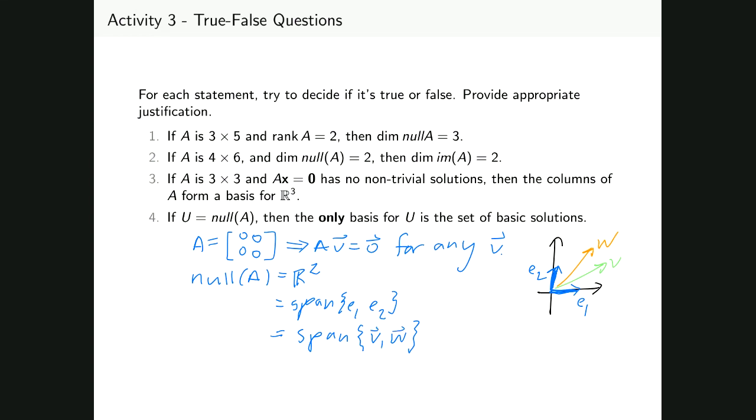So this suggests that we have a lot of freedom in choosing these basis vectors. So I would say that this question is false. There are many, many sets that span this null space.